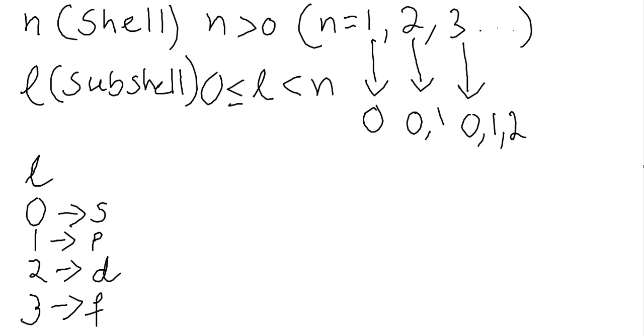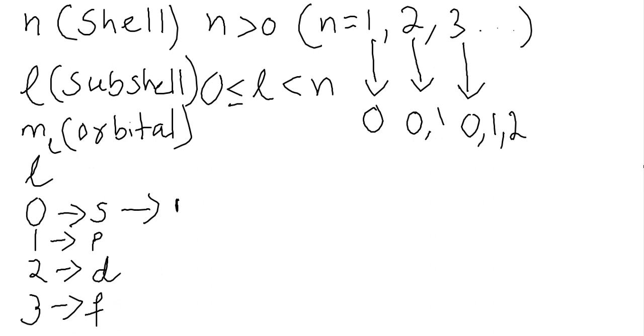Now, where exactly do the electrons reside within the subshells? Well, that's where something called orbitals comes along. Orbital, many times designated as ml, is where the electrons actually live. Now there are different numbers of orbitals within a subshell. So for s there is only one orbital. For p there are 3 orbitals. For d there are 5 orbitals, and for f there are 7 orbitals.